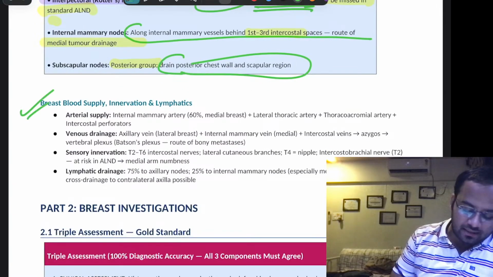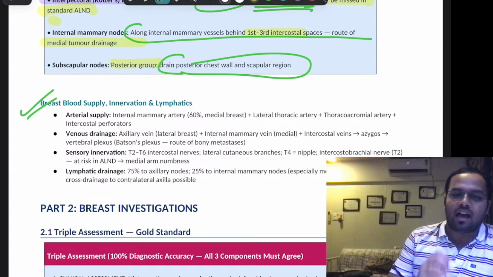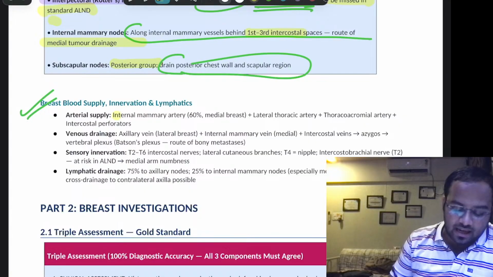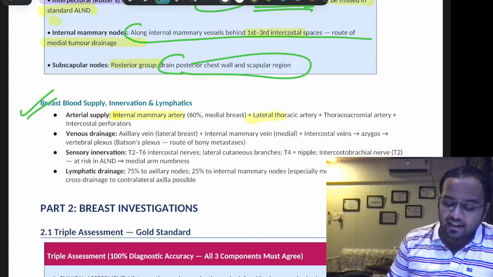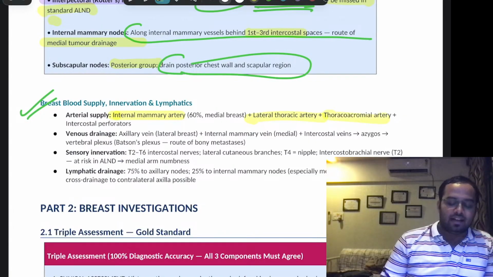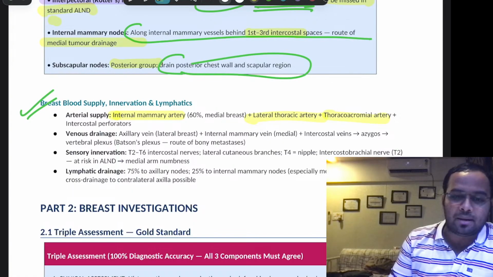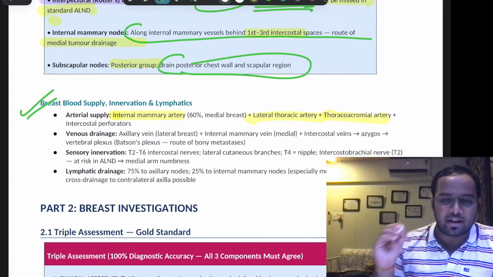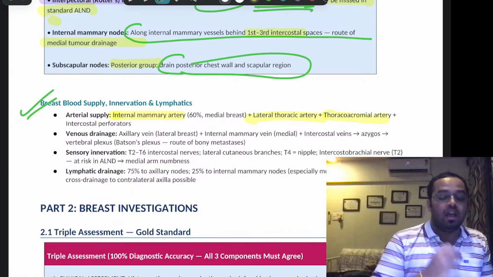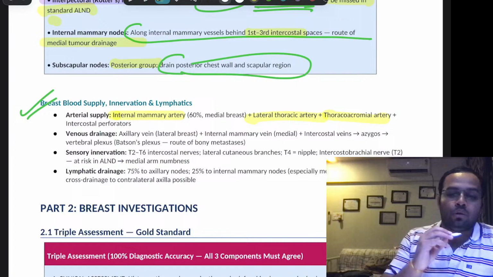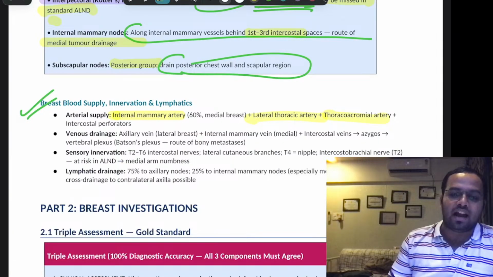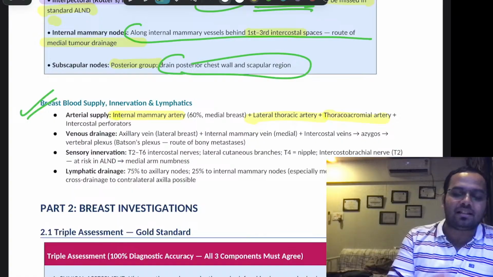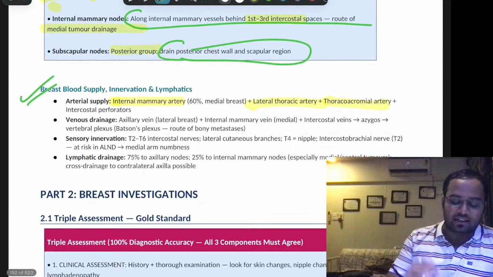Now talking about the blood supply. So always remember that the arterial supply to the breast is going to be the internal mammary artery at 60%, lateral thoracic artery, and thoracoacromial artery. So we know that the thoracoacromial artery is a branch of the second part of the axillary artery. If anybody can put it in the comment section, I'll be more than happy to check it. So the thoracoacromial artery, which is a branch of the axillary artery, is going to supply the breast. Maximum blood supply comes from the internal thoracic or the internal mammary artery.